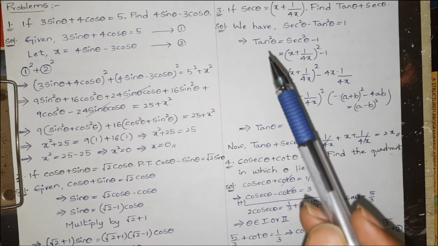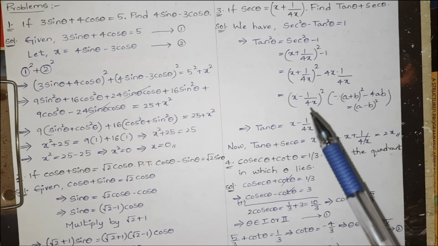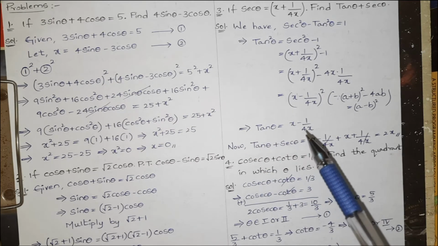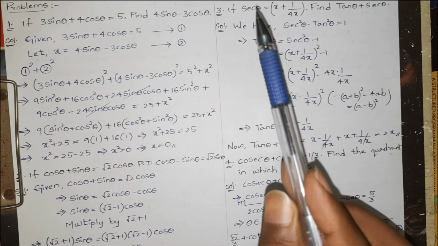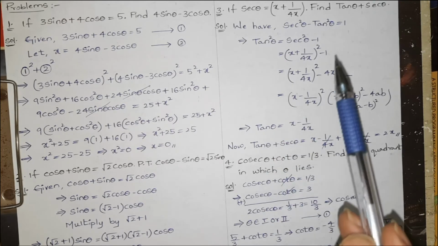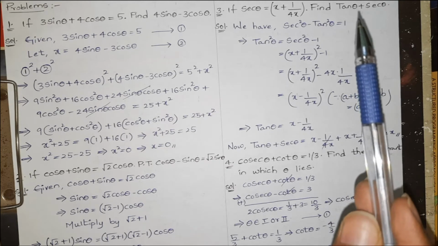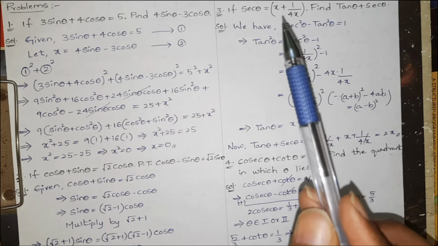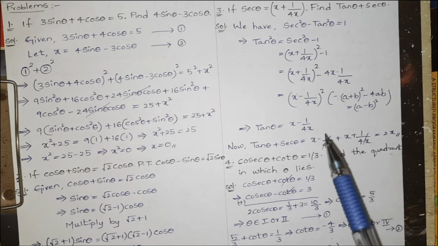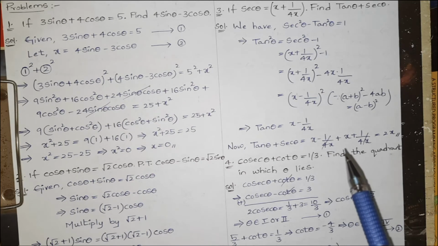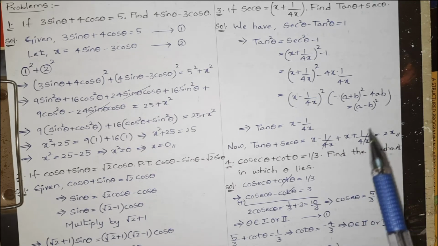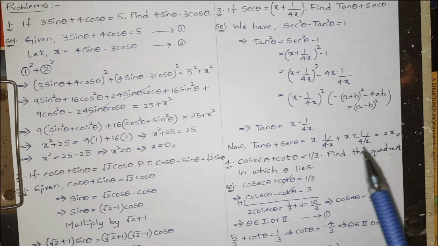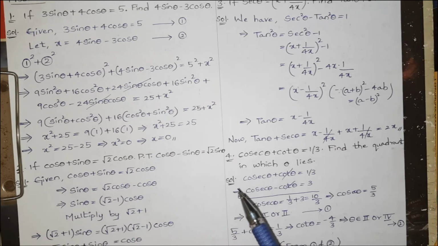Which is tan square theta. Tan square theta is equal to x minus 1 by 4x whole square. So that implies tan theta is equal to x minus 1 by 4x. So we have the value of secant theta and we have the value of tan theta. So let's substitute in this. We got the value of tan theta as x minus 1 by 4x, and we are given that secant theta is equal to x plus 1 by 4x. So x minus 1 by 4x plus x plus 1 by 4x: this 1 by 4x minus 1 by 4x will be cancelled and we'll get x plus x, 2x as the solution. So let's move on to the next question.